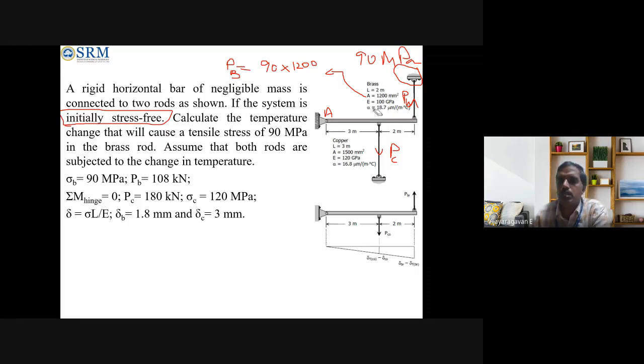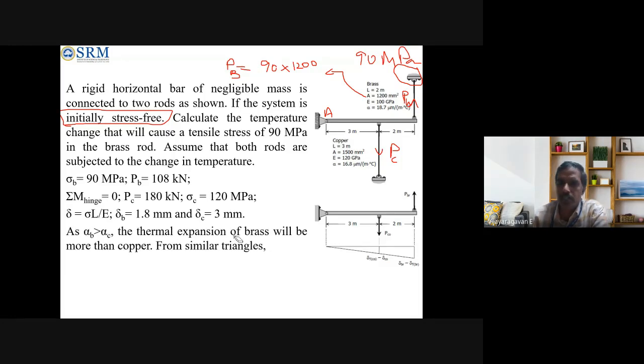When the material is having a higher thermal expansion, then it is going to expand more. So in this case, brass is going to be expanding more compared to copper. Before that, we have found delta, which is PL by AE. Deflection is nothing but PL by AE. For brass, we know the stress value, the length, and the Young's modulus. Similarly for copper, so we found the deflections.